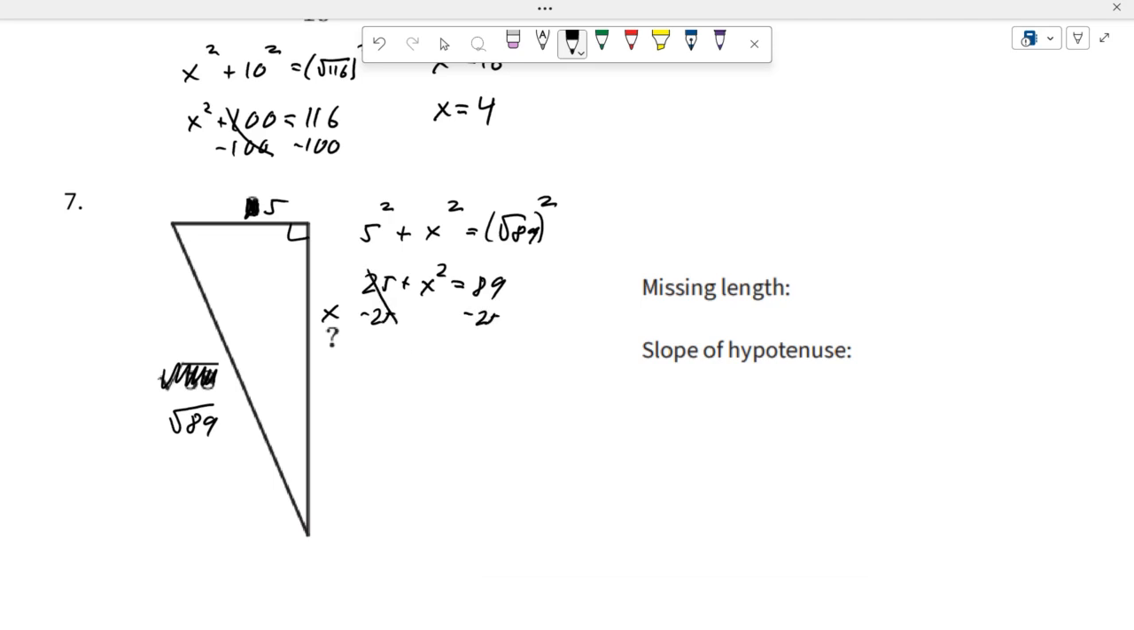Minus 25, minus 25. 89 minus 25 is 64. Take the square root of both sides, discard the negative, and so x is 8. So my missing length is 8. Again, technically the hypotenuse looks like it's going down, so it's negative. My vertical distance is 8, and my horizontal distance is 5. So if the problem was, a leg is 5 and the hypotenuse is the square root of 89, then the length of the missing leg would be 8. But again, that's if your teacher gave you this sort of additional problem. And that is it for lesson 1.